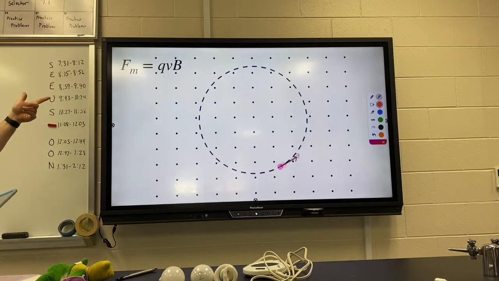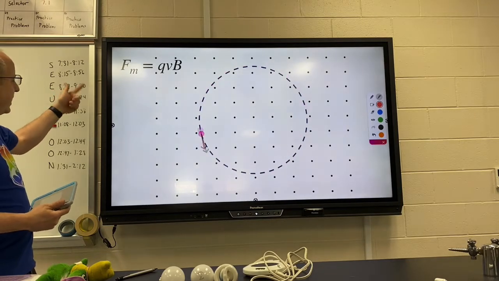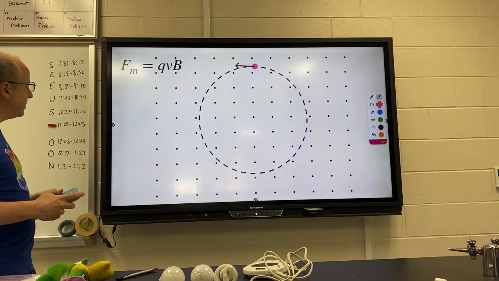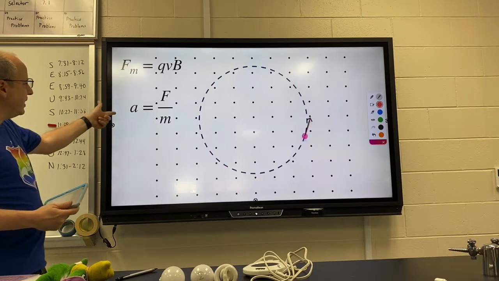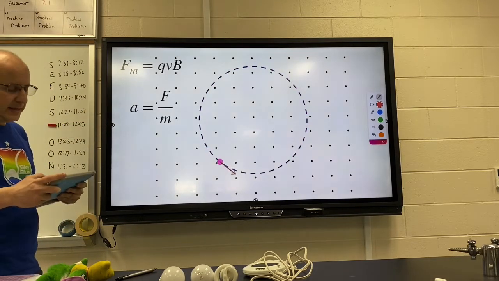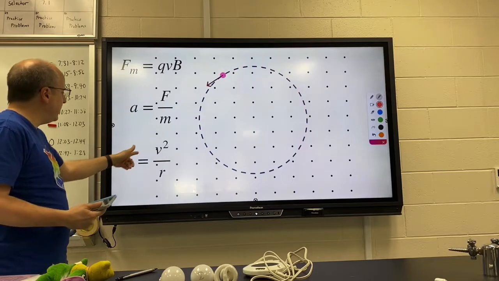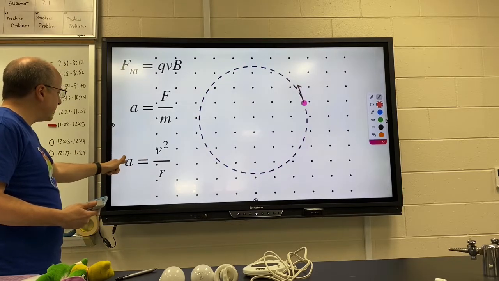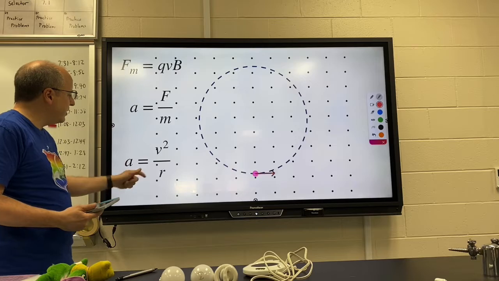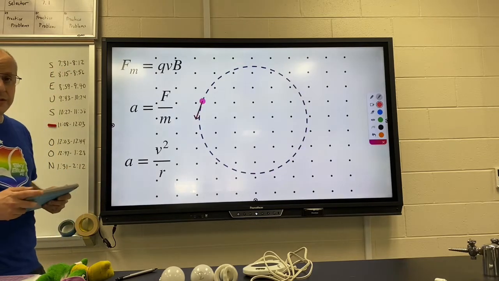To figure out what speed or what size circle you're going to get, we start with our force magnetism. We use it in acceleration equals force over mass. And then finally, we use it in our acceleration equals v squared over r to solve for the radius of this circle.